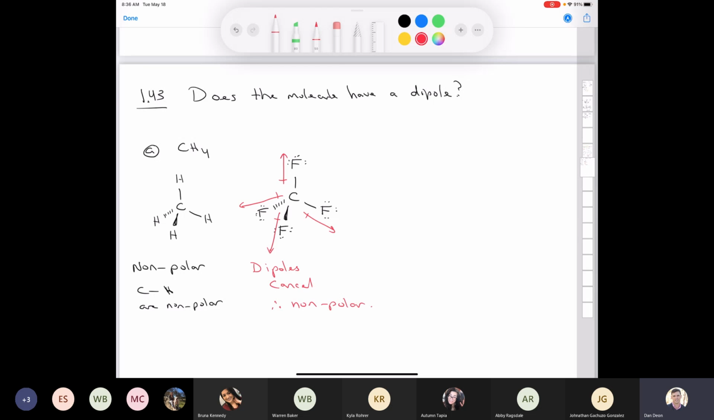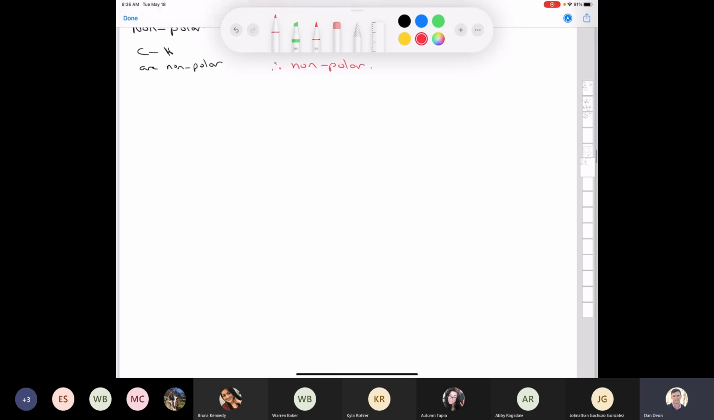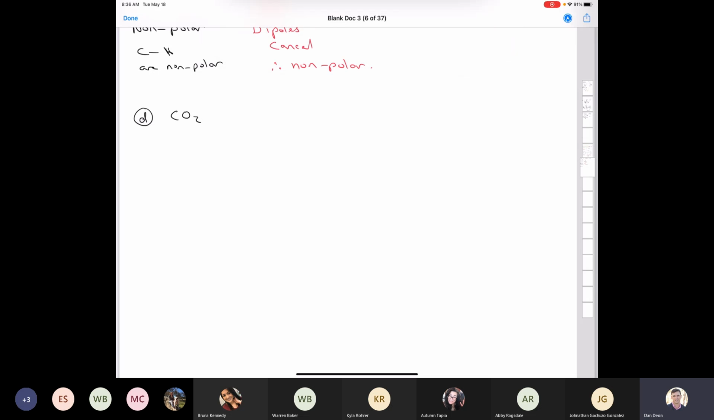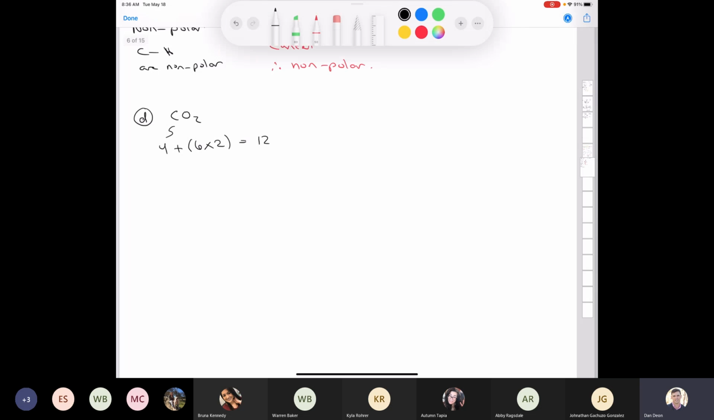Let's try another one. What's the next one? Ammonia, water. Let's try carbon dioxide, CO2. So if I try D, carbon dioxide, and I know that some of these might be simple for you, but I want to make sure that we take a look at them before we just start blasting into chapter 2. Carbon dioxide, if you draw the Lewis structure of carbon dioxide, we have 4 electrons here plus 6 electrons times 2. So that gives me 12 plus 4, which gives me a total of 16 valence electrons.